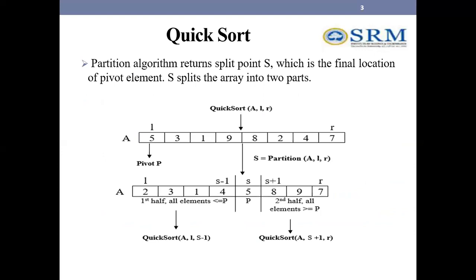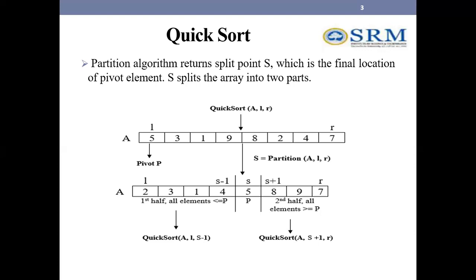Next, we'll see one example. QuickSort: the partition algorithm returns split point S, which is the final location of the pivot element. S splits the array into two parts. See the example. QuickSort is the algorithm name. We are passing the array A. A is the array name.